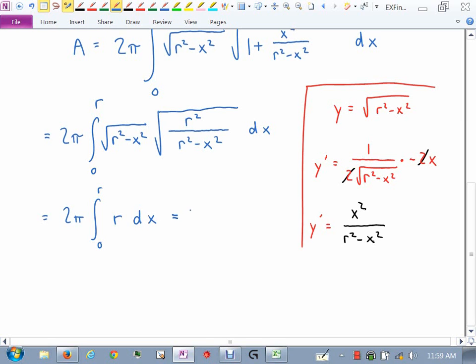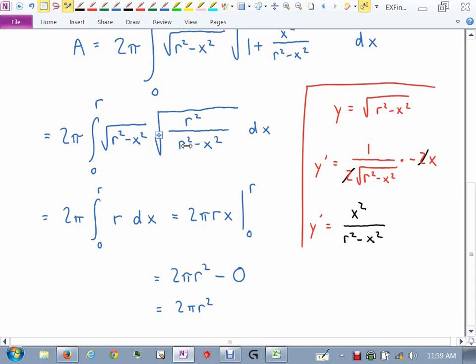Rx. But I've got a 2 pi in front. 2 pi Rx going from where? Let's see, 0 to R. Now replace your x with r, and what do you get? 2 pi r squared. And then replace your x with 0, and what do you get? 0. So your answer is 2 pi r squared. But that was only half of it. So double that answer, 4 pi r squared. That's pretty cool, huh? We got really lucky right here, didn't we? We got really, really lucky.